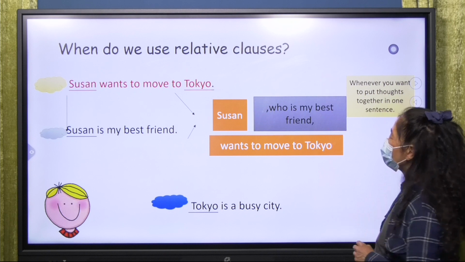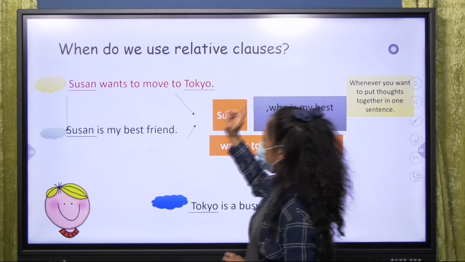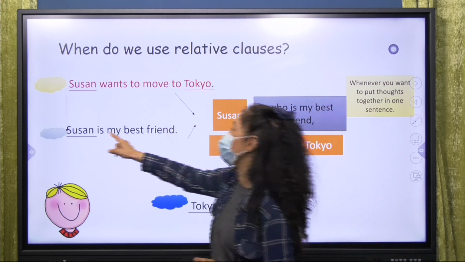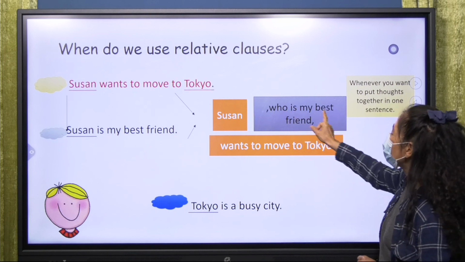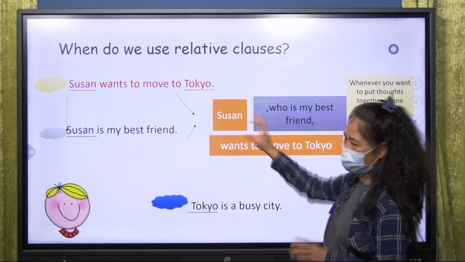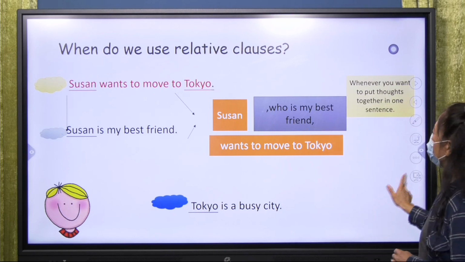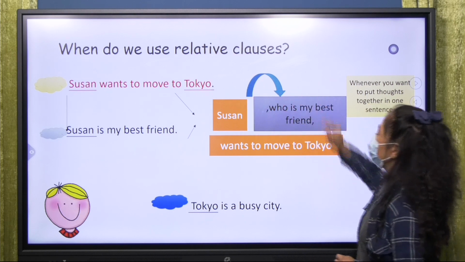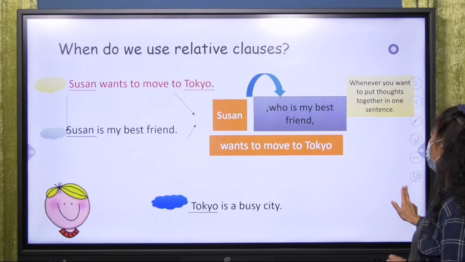So in doing so, I put this relative clause here by using a relative pronoun as well. Who, that refers to Susan. Susan is my best friend. Who is my best friend? Because double Susan doesn't make sense. Alright. So, Susan, who is my best friend, wants to move to Tokyo.